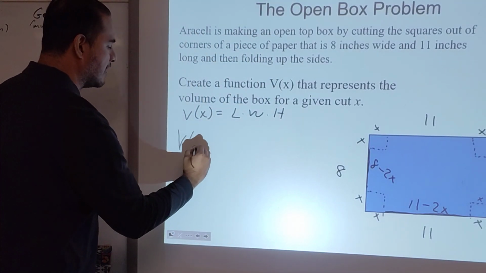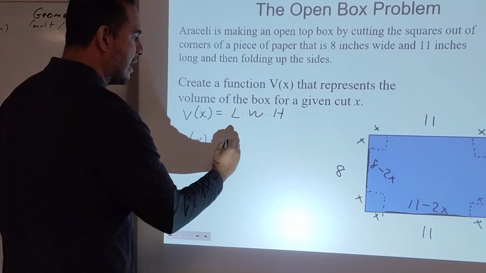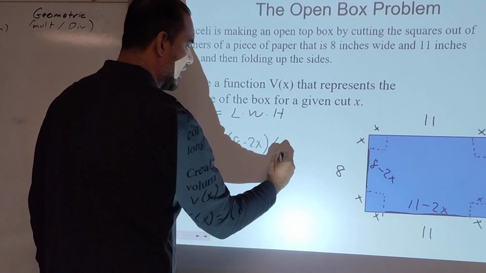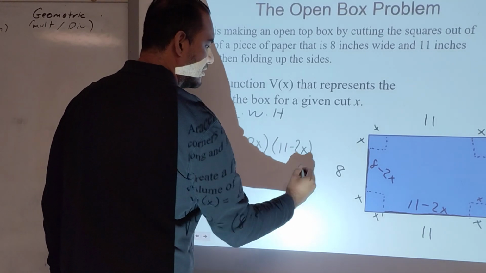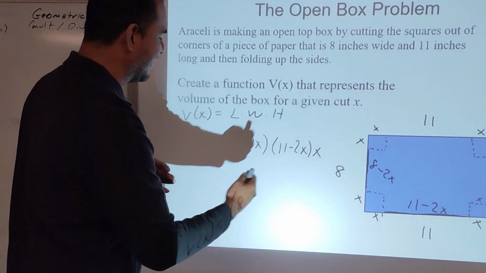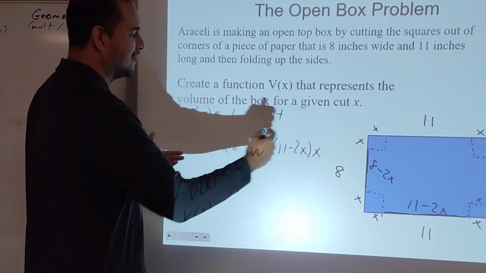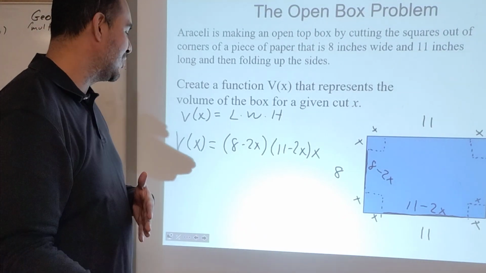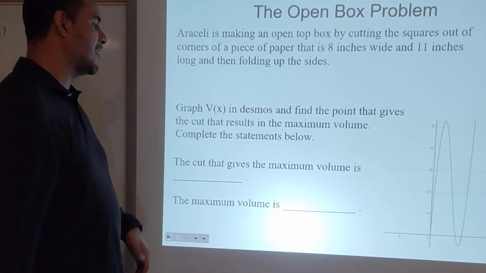So our volume formula is going to be V of x is equal to 8 minus 2x times 11 minus 2x times x. Length times width times height. Actually, I should have said length as 11 minus 2x times 8 minus 2x times x. Either way, it's still equivalent. Class, thank you. Hopefully that helps you out. Now we're going to move on to our next part of the question.